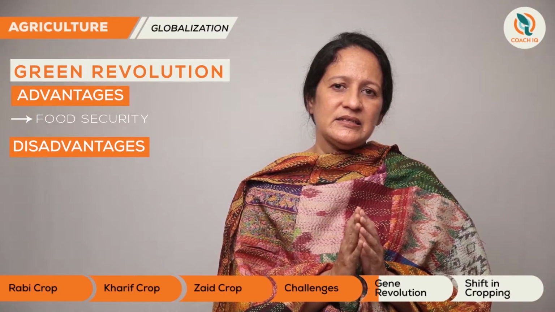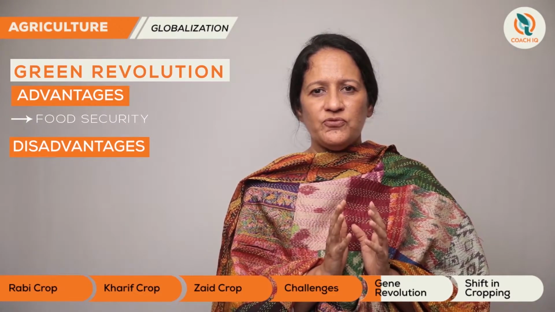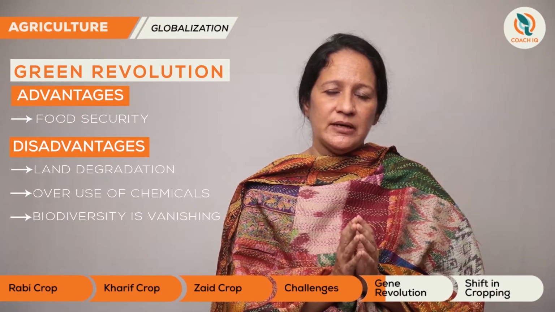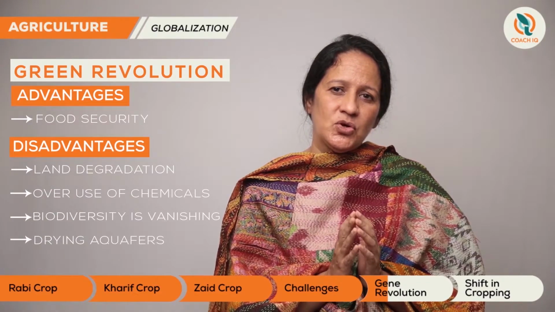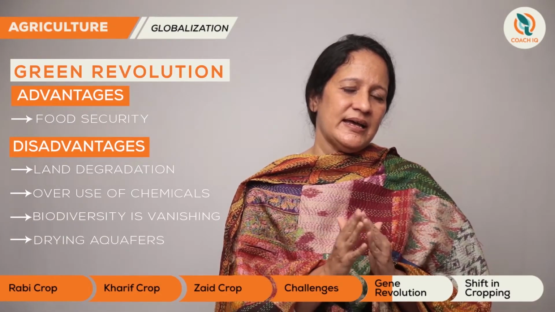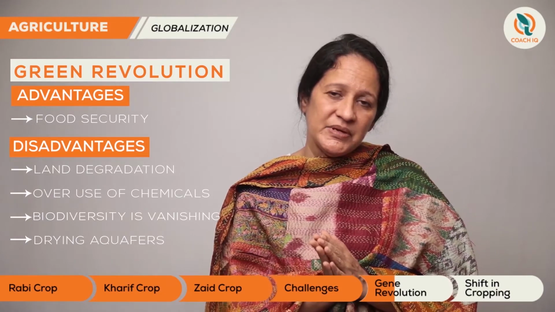Now, how do you improve agriculture? The major thing the government can do is improve the conditions of the marginal farmers, that is, the small farmers. Of course, we had the Green Revolution and it was a major success, for it really built up India's food security. But there's another side to the coin, and that is that it has led to a lot of environmental damage. Land degradation, biodiversity is vanishing, the aquifers are drying. So this is a major problem with the Green Revolution, where on one hand food security is there, on the other hand the environment is getting damaged.